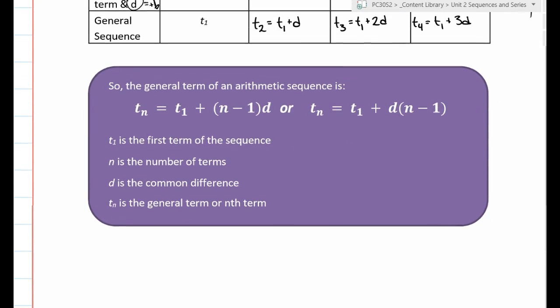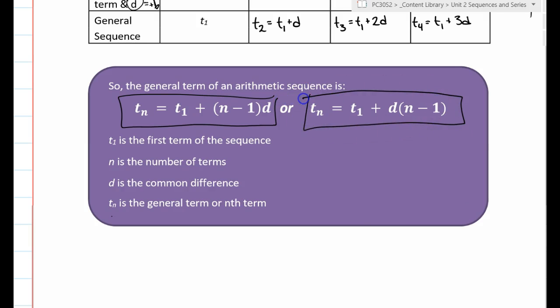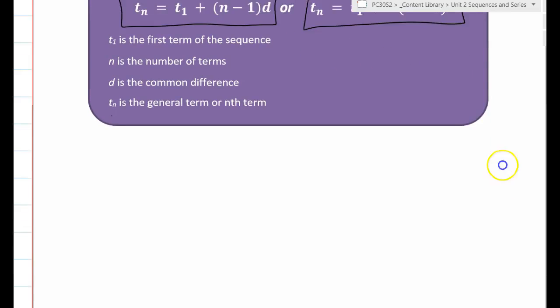So in general, what we can say is that for any term number, no matter where it is in my arithmetic sequence, I'm going to take my original term and add 1 less than my term number times my common difference. Okay, so this is what all these different variables mean down here. And either way, both of these are our equation. So whichever way you like to look at it.